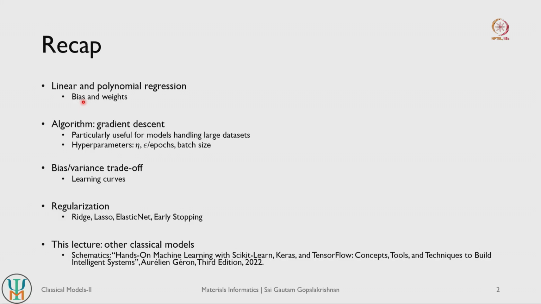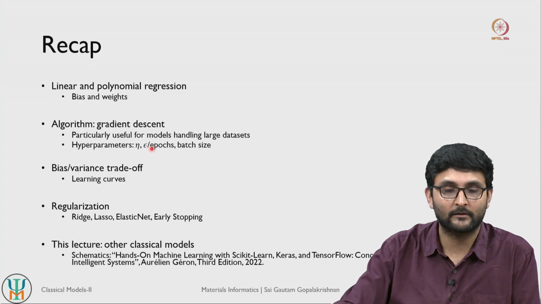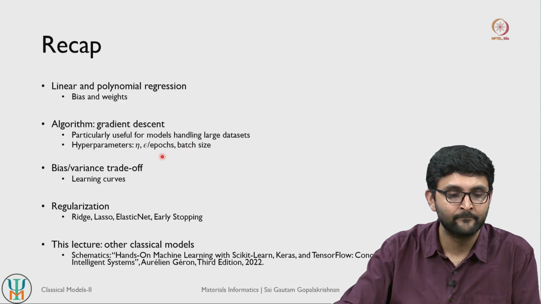We looked at the definitions of bias and weights that contribute to a machine learning model, and these bias and weights come throughout all the other machine learning models as well. We looked at one specific algorithm, which is gradient descent, which is used for fitting machine learning models. We also looked at a few hyperparameters such as learning rate, your tolerance limit or epochs, and also batch size that is involved during your training.